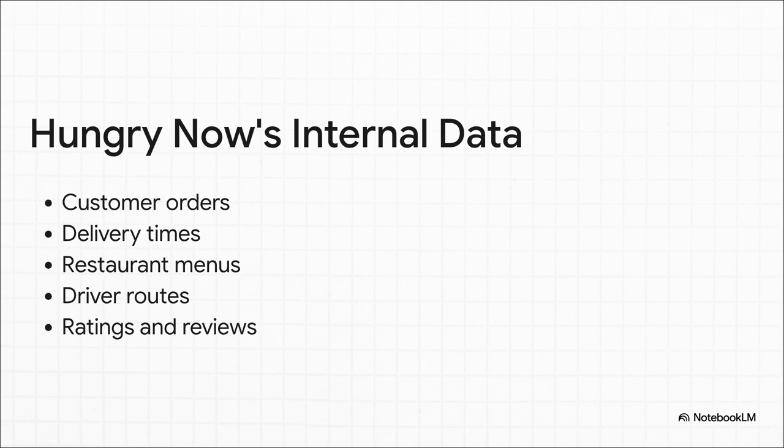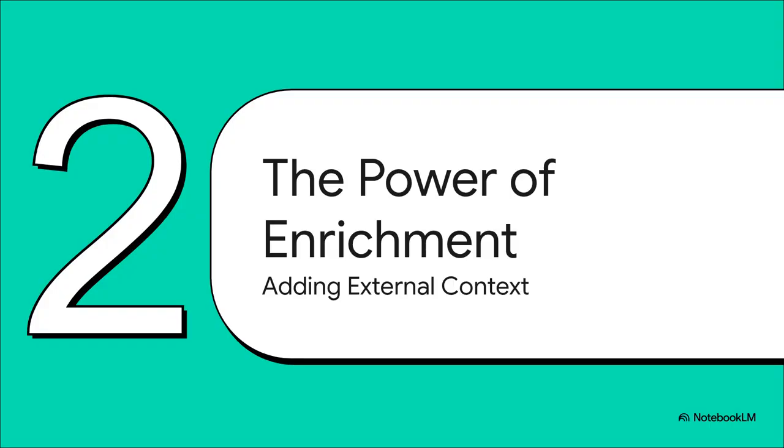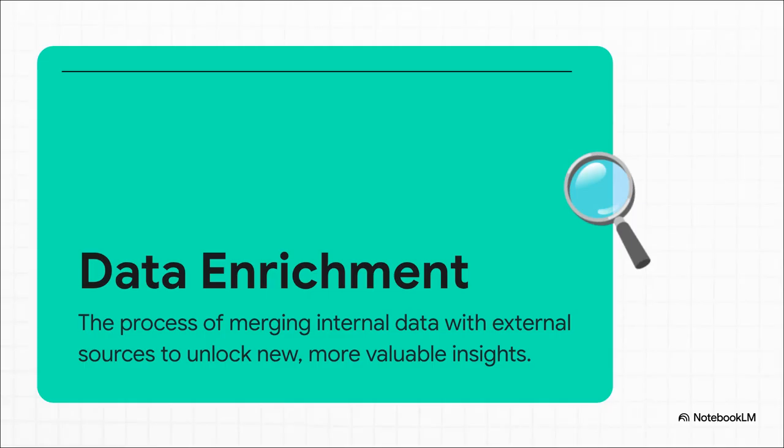Was there a sudden downpour, a massive traffic jam? It just doesn't know. It can see which areas have the most orders, but it can't tell you where the next big opportunity might be hiding. And bridging that exact gap is where data enrichment comes into play. It's the hero of our story today. So what is it exactly?